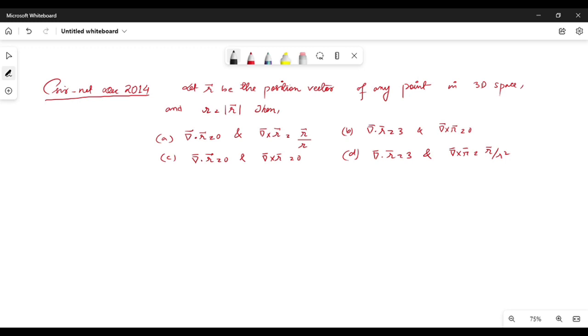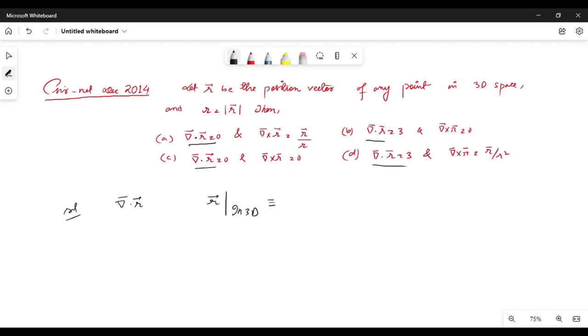Let us discuss the last and final problem of this video, that came in CSIR NET December 2014. Let R be the position vector of any point in 3D space and r is equal to the magnitude of R vector. Then which of the following is the correct option? Now you may see that every option has del dot R, that is divergence of R. That means I have to find the divergence of R first. I have already found this is equal to 3, if you remember.